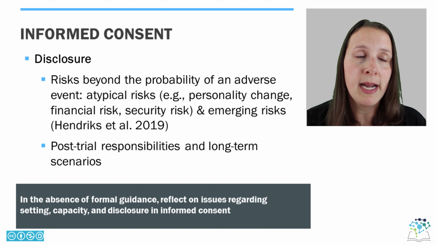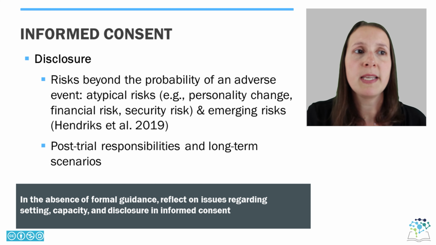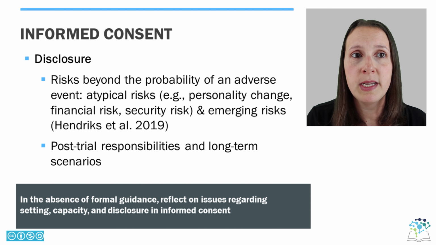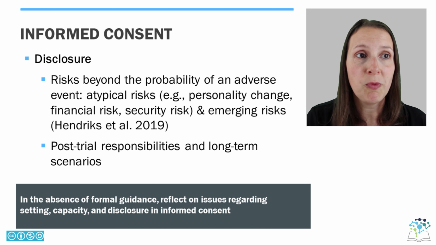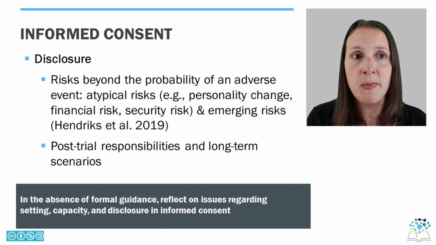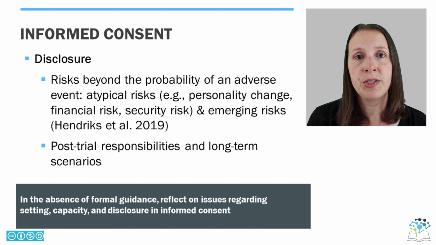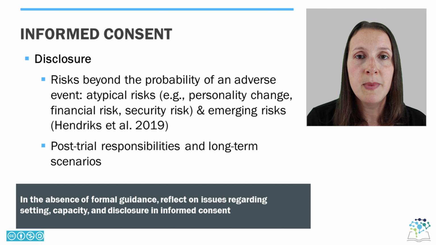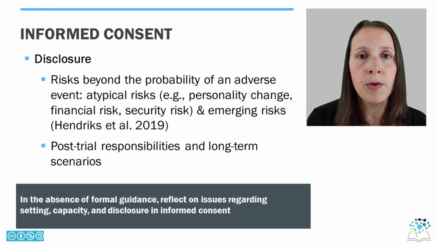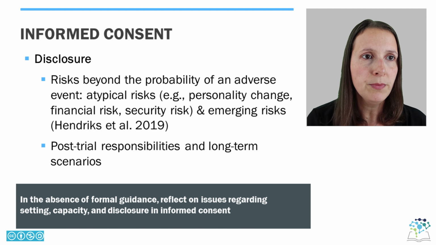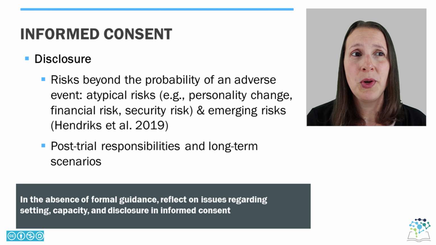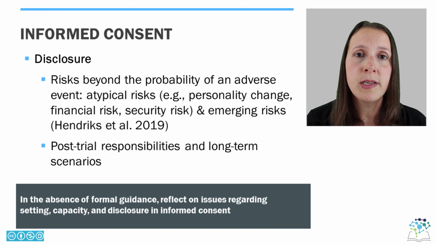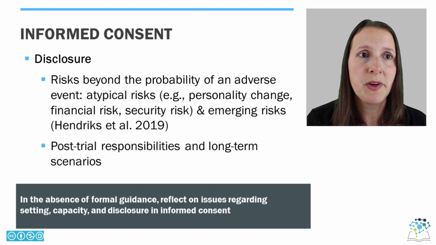And in their paper, which I really highly recommend looking at, they give examples of things like personality change following implantation of a deep brain stimulator, financial risks due to required costs of device maintenance, and security risks due to concerns about hacking. So it's also important to pay attention to what they call emerging risks, where there might be some early data indicating a potential risk, but the evidence is still unclear, or the probability of occurrence may be unknown. It's really difficult to know what to disclose, but certainly for atypical risks that are either established or very probable, always best to err on the side of disclosure.